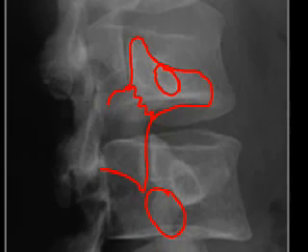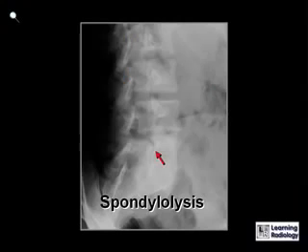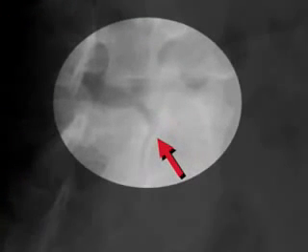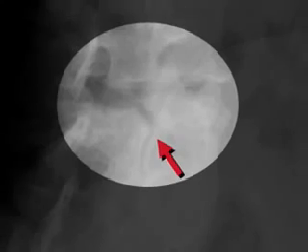The lower circle demonstrates the normal pars interarticularis. This is an example of spondylolysis. You can see that the red arrow is pointing to a lucency through the neck of the Scotty dog, which is the pars interarticularis.